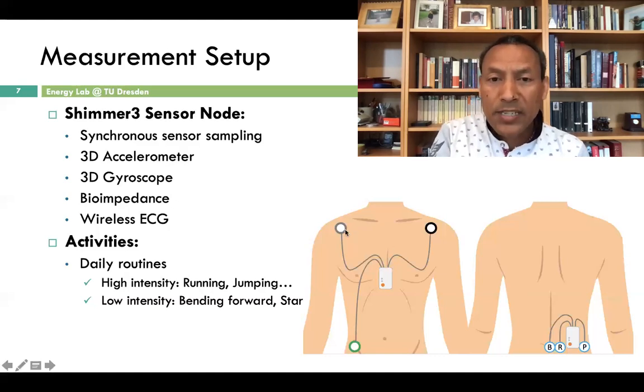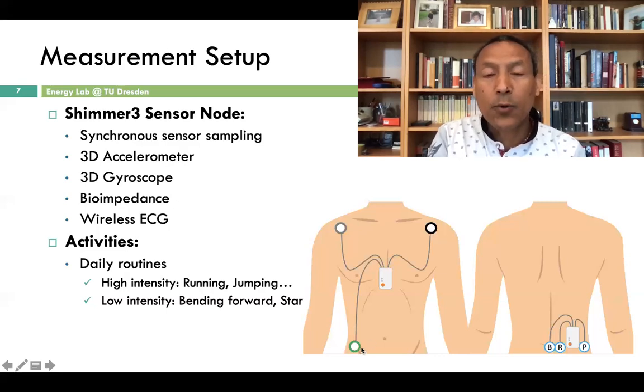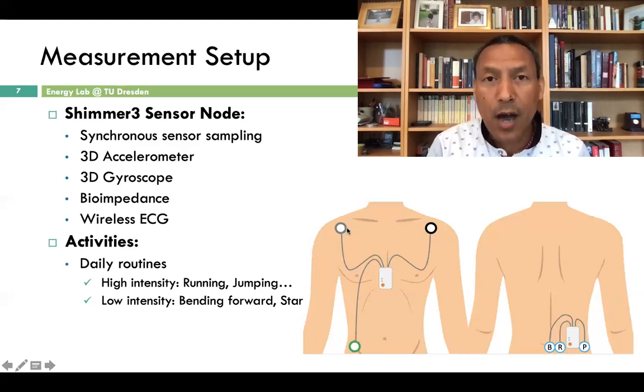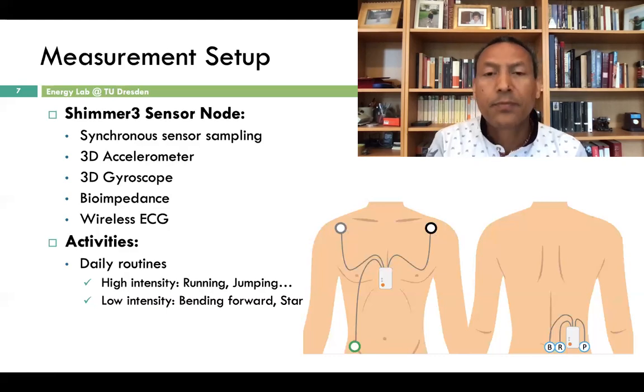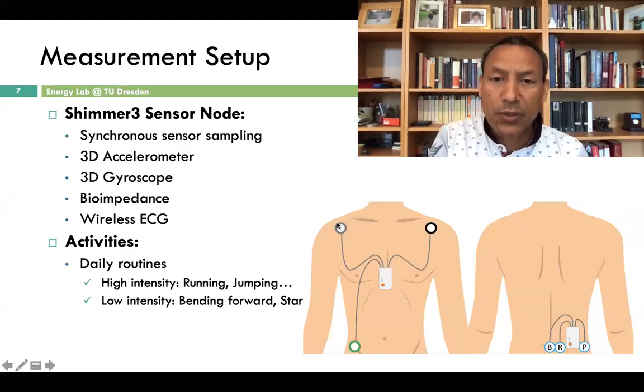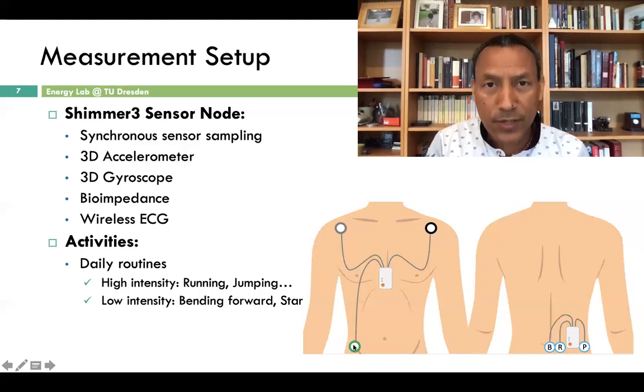So here, for example, these are the electrodes we place at 3 positions. The measurement taken between these 2 electrodes is called the left R, right R. The measurement taken between this electrode and this electrode is called the left leg, left arm.